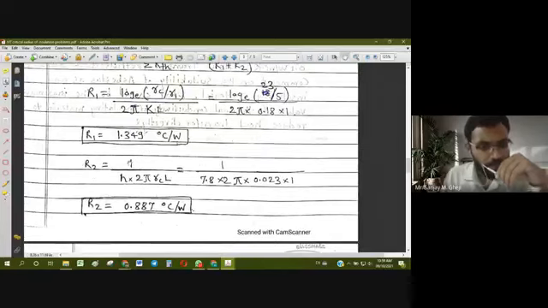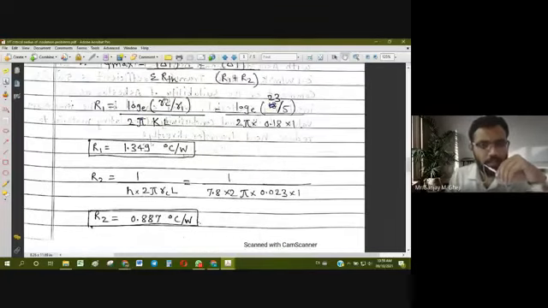Then R2, again the outer radius of insulation changes. The convective area is increasing, so the convective resistance will change and it will certainly decrease. So it is 1 upon h into 2 pi RC, the critical radius, into length L. Calculate, and you get 0.887 degrees Celsius per watt.